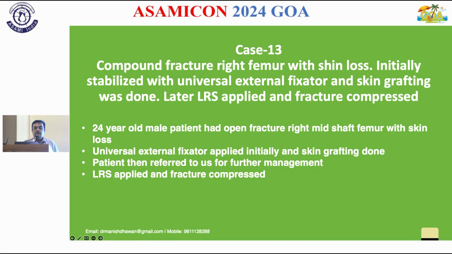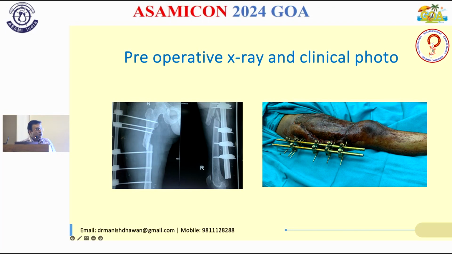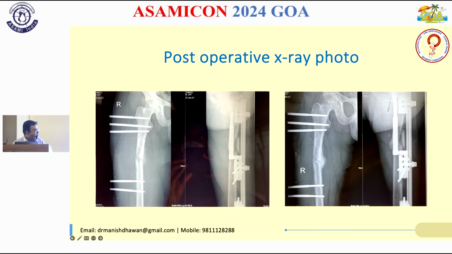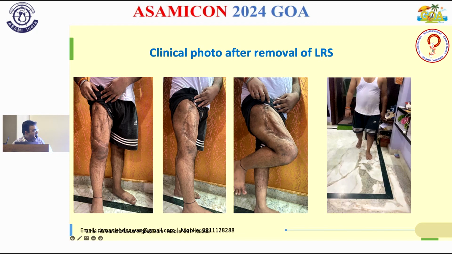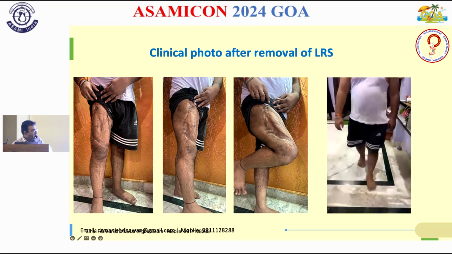So this is a 24-year-old patient, had an open fracture right mid-shaft femur with skin loss. And first universal external fixator was applied, and patient was referred to us for further management. So this is his femoral fracture. Skin flaps and split skin graft have been done. The patient went into union with LRS, patient with LRS frame. Good movement, acceptable movement, see his gait.